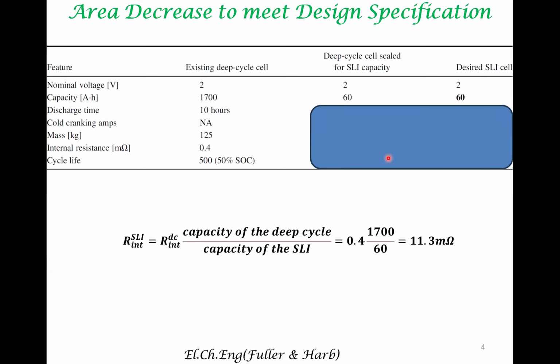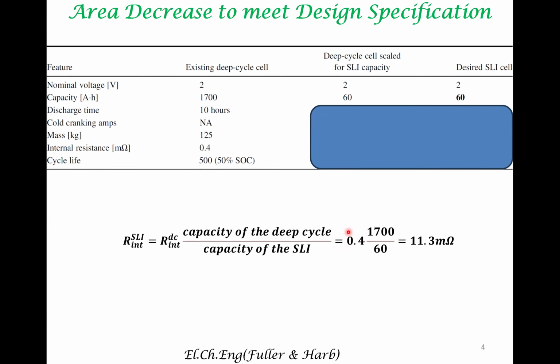First, because the capacity is decreased from 1700 to 60, you may think that one way to do that is to decrease the cross-sectional area of the battery. This decreases the active mass. When that is done, because the cross-sectional area is decreased, the internal resistance of the SLI battery will be increased. An approximate increase can be computed in the following manner.